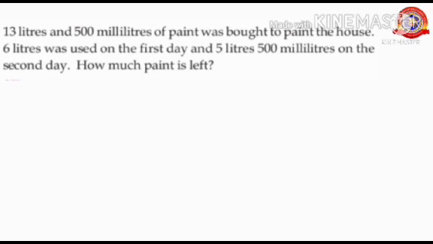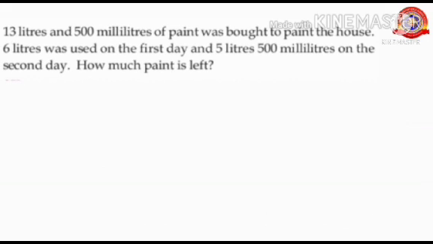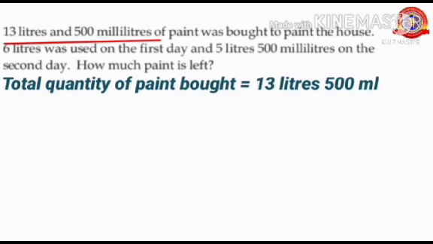See the first question. 30 liters and 500 milliliters of paint was bought to paint the house. 6 liters was used on the first day and 5 liters 500 milliliters on the second day. How much paint is left? Children, how much paint was bought to paint the house? Yes, 30 liters and 500 milliliters. So, total quantity of paint bought equals 30 liters 500 milliliters.